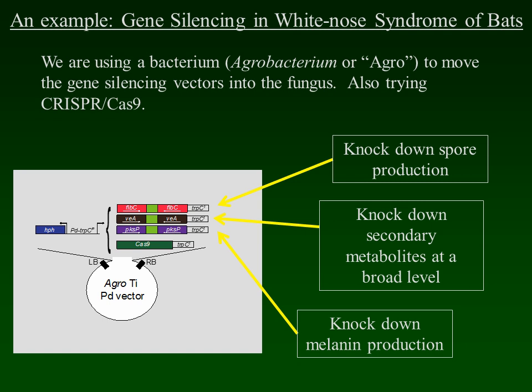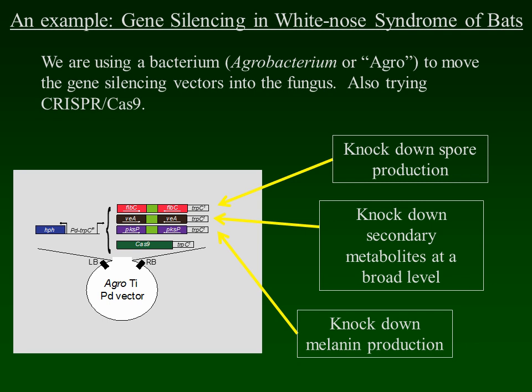We've had very low success rates in terms of transformation, but one of the genes that we're targeting is a spore production gene, so that we're trying to knock down how many spores this fungus produces, since the spores are the infective propagule in this disease. We're also trying to knock down secondary metabolites at a broad level just to see what this could potentially do to the fungus. And then knock down melanin production.